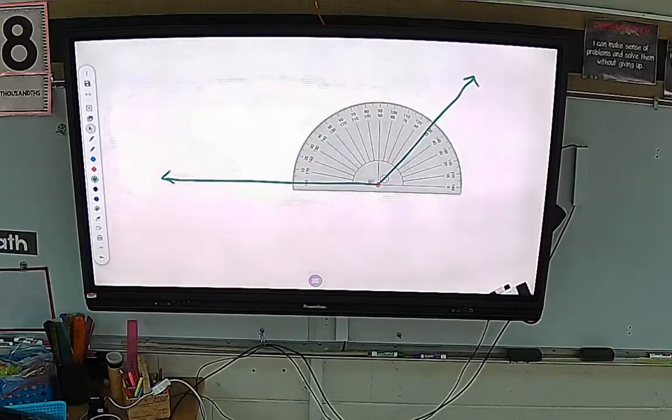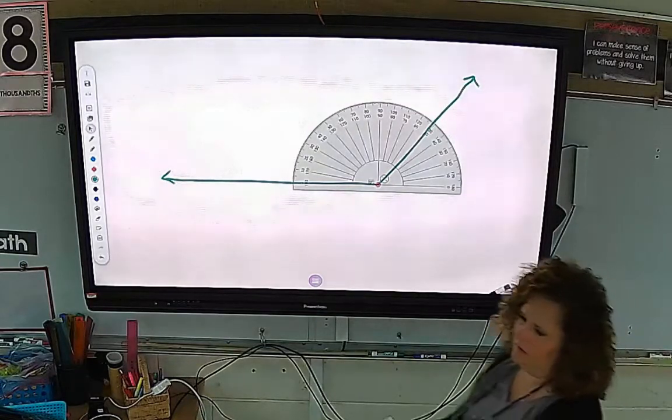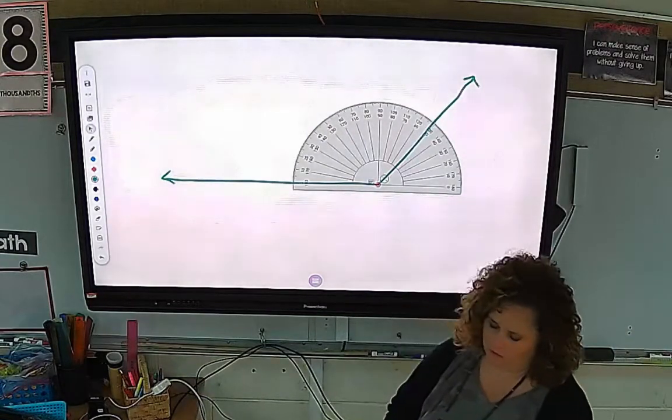Okay. What did you get? Bailey, what did you get? You got 24. Okay. It's very close to 24. It's actually 25. How do you know it's 25 and not 155? How do you know it's not 155? Yeah. Because the 160's on the top.